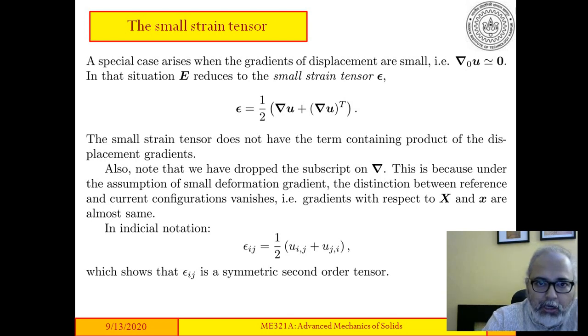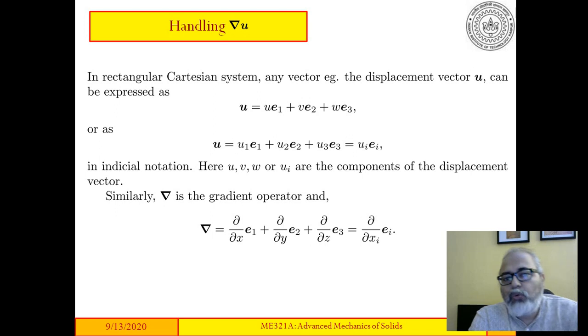Now, how do we handle this? We write generally the displacement as we have done before, u as, let's say, ui ei, right? This is how we do it in Cartesian system. Sometimes, especially in two-dimensional problems, we may not always write u1, u2, u3. We may write u, v, w as the components. Then we will write u as u e1 plus v e2 plus w e3. And then we have the gradient operator, which in Cartesian system is del del x1 e1 e2 e3.